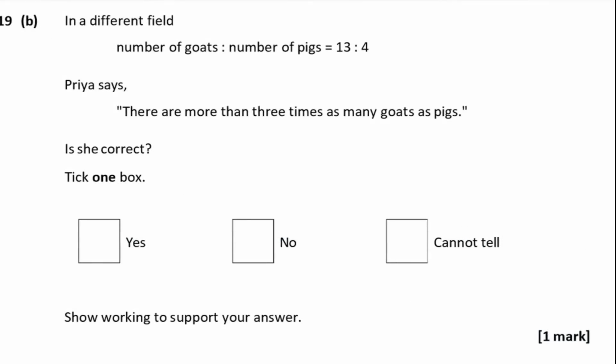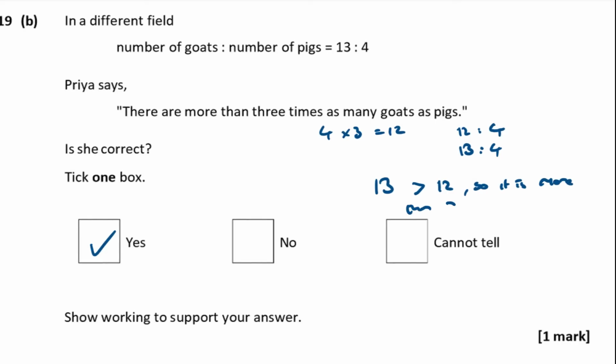That's totally acceptable. 19b. In a different field, the number of goats to the number of pigs is in the ratio of 13 to 4. Priya says there are more than 3 times as many goats as pigs. Is she correct? Are there 3 times as many goats as pigs? Now, if you take 4 and multiply it by 3, 4 times 3 is 12. So if there were 12 goats to 4 pigs, that would be 3 times bigger. But actually, we've got 13 goats to 4, so that's more than 3 times bigger, isn't it? So that means there are more than 3 times as many goats as pigs. So she is correct. So I write 4 times 3 is 12. So in the ratio 12 to 13, I'm just going to say 13 is greater than 12. So it is more than 3 times.